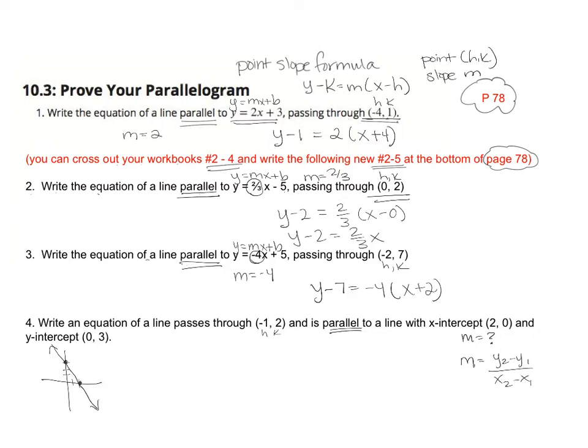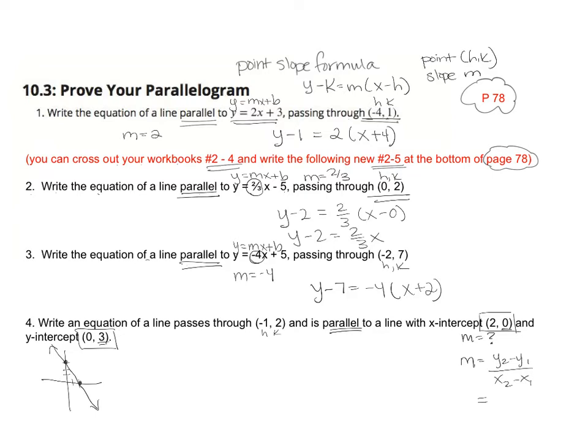So if I'm not given a graph and I can't do slope triangles, I could use my 2 points. One of my points is 2, 0. My other point is 0, 3. And I could calculate the slope. It doesn't really matter which y I start with. I could use this 0 first, or I could use this 3 first. That's up to me. But whatever y value I use first in the numerator, I'm going to use that x value first in the denominator. That's the only thing I have to be careful of.